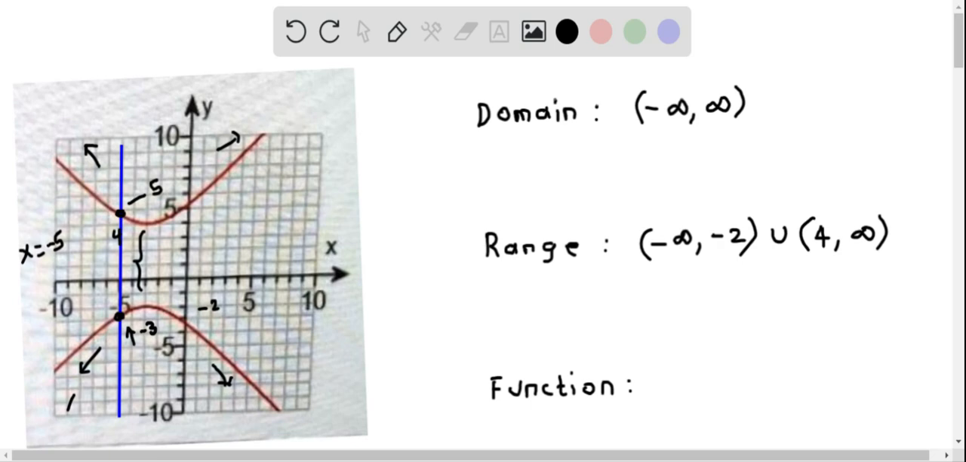So we can say that since the vertical line intersects the graph at 2 points for a single value of x, this relation is not a function. So we see that it is not a function.